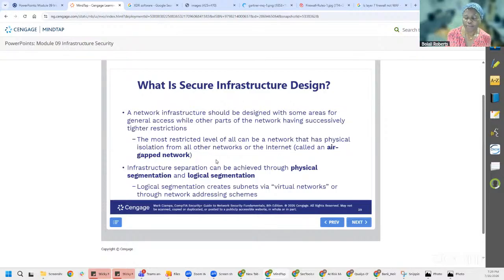So when it comes to architecture, it doesn't start after buying your switches, routers and servers. It actually starts from designing. The network infrastructure needs to be properly designed to fit the needs of the organization. Some areas might be general access, some areas might be servers.